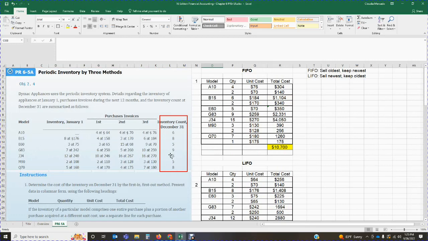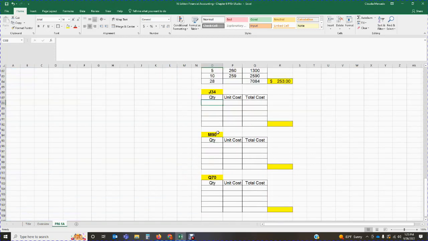J34 has 15 inventory amounts. They have a pretty high count compared to the others. So for model J34, I've got 12 units at $240. I've got 10 units at $246. I've got 16 units at $267. So we have 16 at $267, and then we have 16 at $2,700. Okay, so now once we have all of those amounts entered, we get the total.